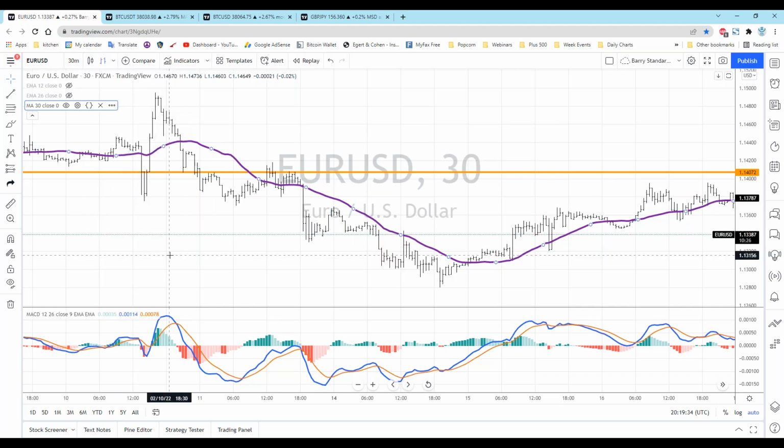It's just easier to see. That's the only reason I'm changing. Okay. So this is a basic, simple moving average. It's a very simple tool.